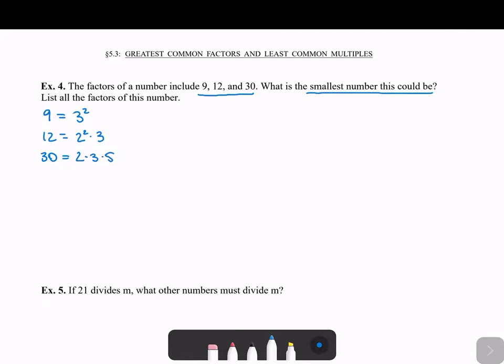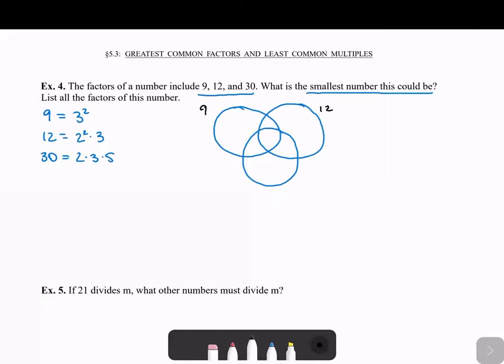So remember that we can draw a Venn diagram if we want to. I'm going to do the Venn diagram method here because I have not done it for 3 numbers. So if we have 9 and 12, well, I'll make the 12 here and the 30 here. So they all have a 3 in common. And 9 has one other 3 that no other number has.